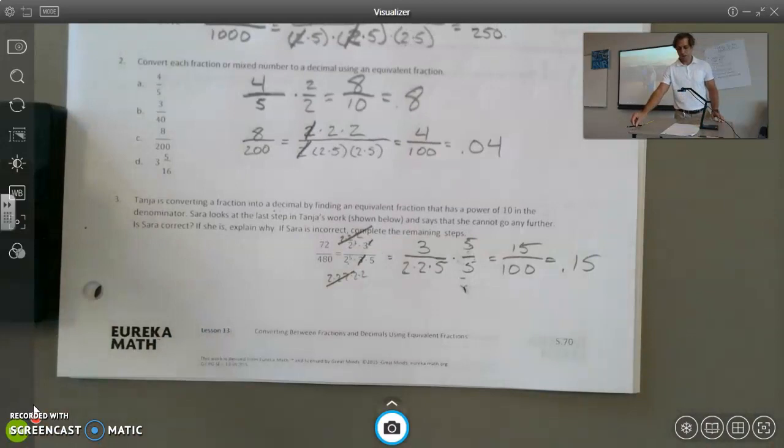All right guys, so these are your strategies that you can use, how we can use prime factors of 2 and 5 to go back and forth between fractions and decimals. It's not our strategy of choice, but it is something that you should be able to refer back to.